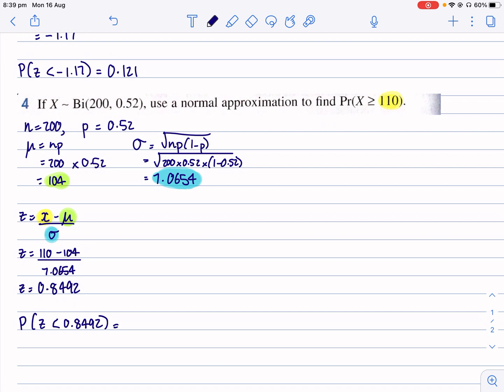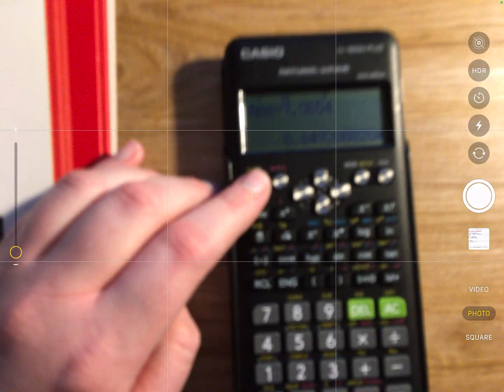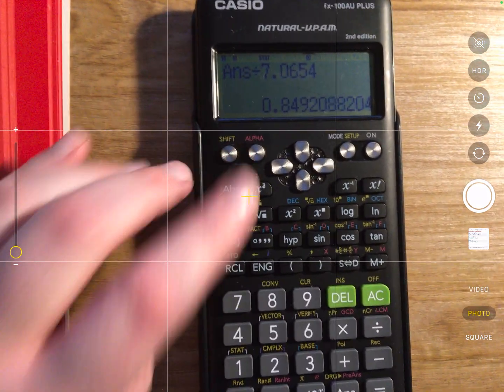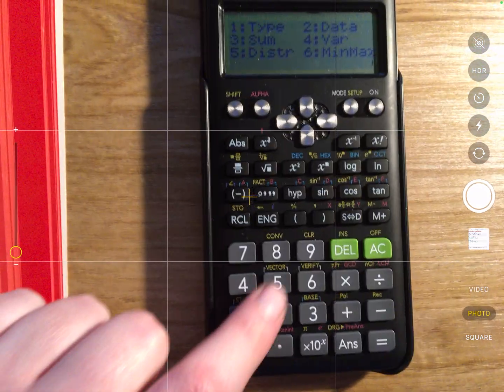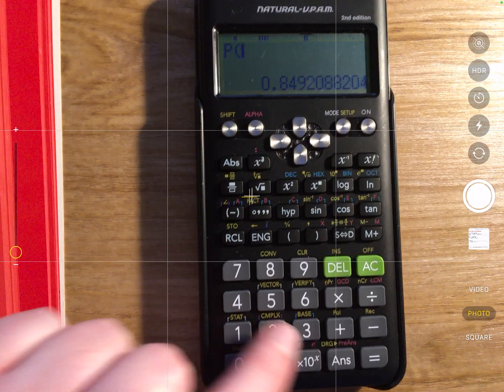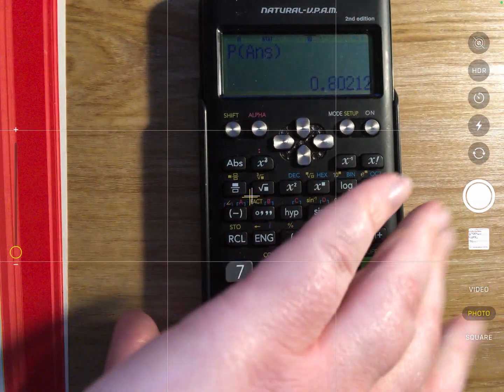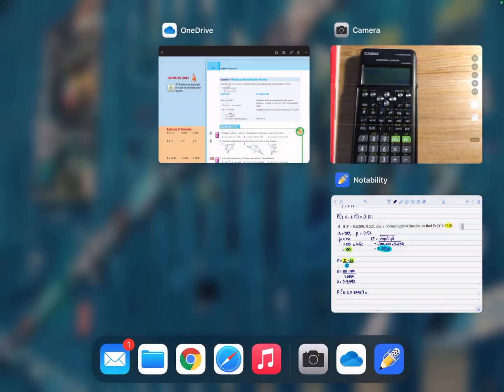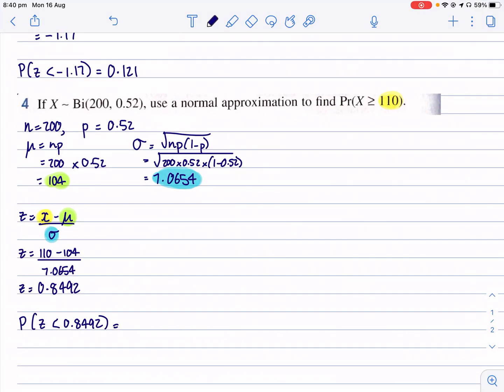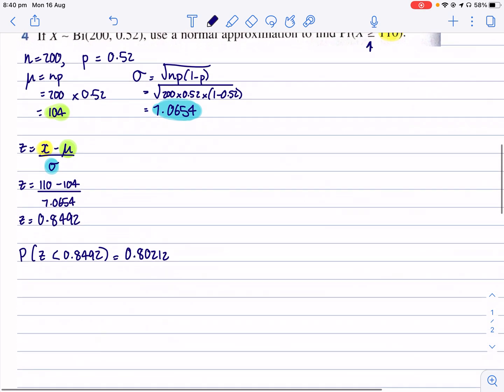So the probability of Z being less than 0.8492 is, on the calculator, the most recent one I've done, shift 1, 5, 1, and I'm just going to put in my most recent answer, 0.80212. Now the problem is we wanted greater than or equal to this.